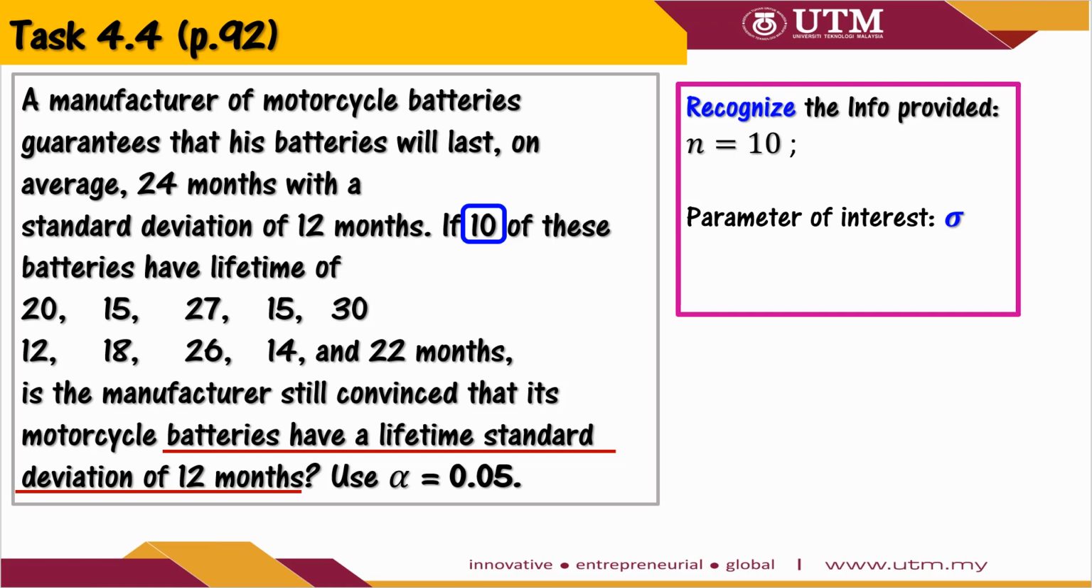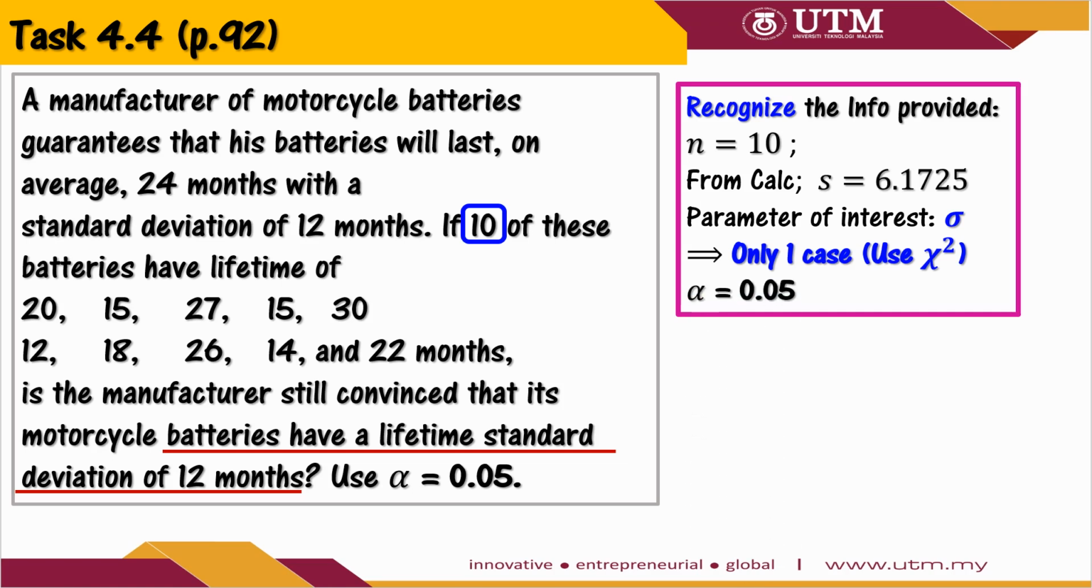Since we are given the raw sample data, we need to use a scientific calculator to obtain the sample standard deviation S. You can check the value of S is 6.1725, which is correct to 4 decimal places. Since we are going to test sigma, we only have one case, which is to use a chi-square test statistic in performing this test at the level of significance alpha equal to 0.05.